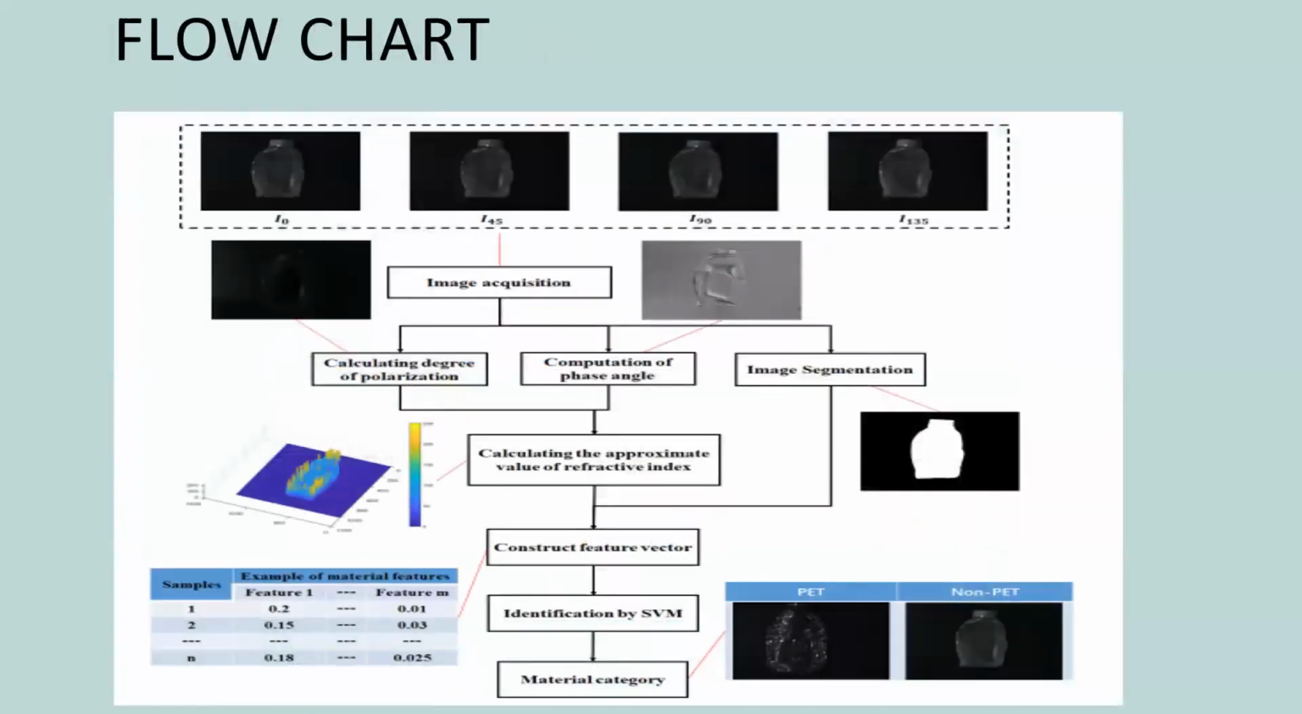This is the flowchart of PET bottle identification using polarization technology, as shown in this figure. Firstly, the polarization intensity images were captured using four angles: 0 degrees, 45 degrees, 90 degrees and 135 degrees. After that, the polarization degree and the phase angle were obtained.